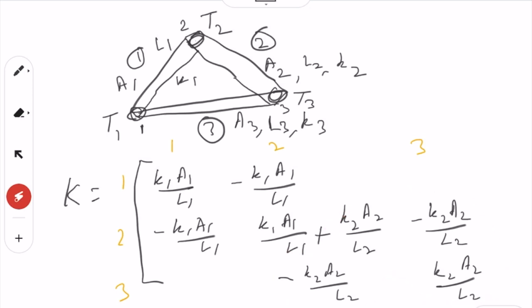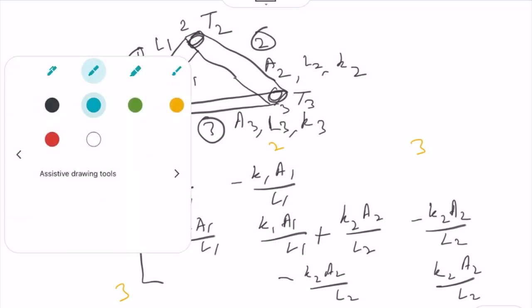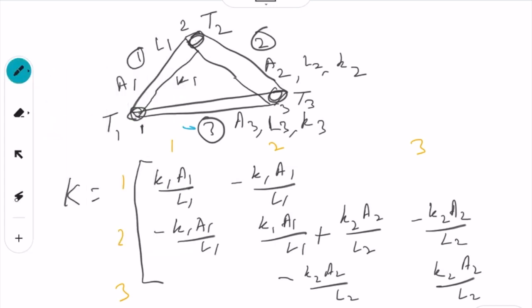Now the third one is between 1 and 3. So we are going to write here 1 3, and this and this. We are going to write here the third one. Let's write it differently. So this is about the third one.